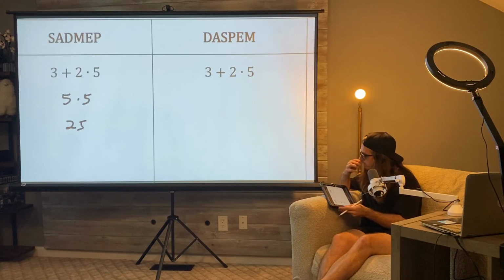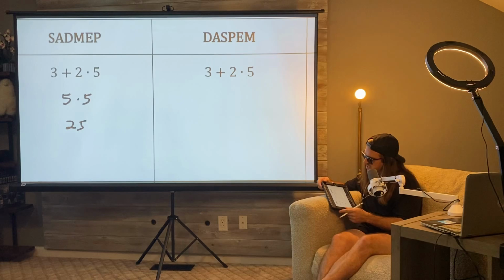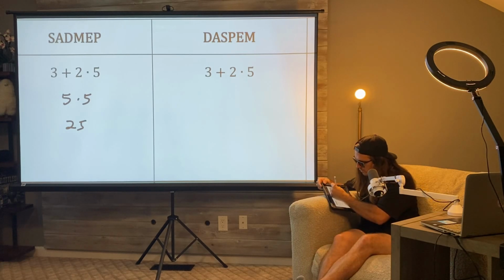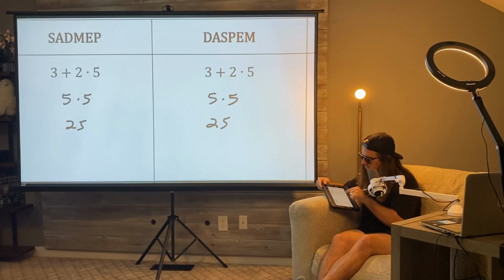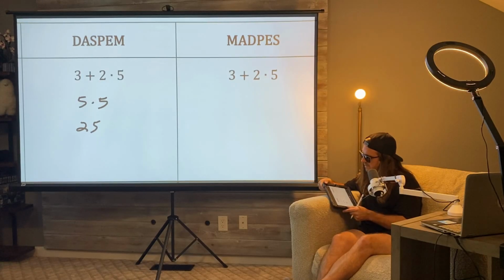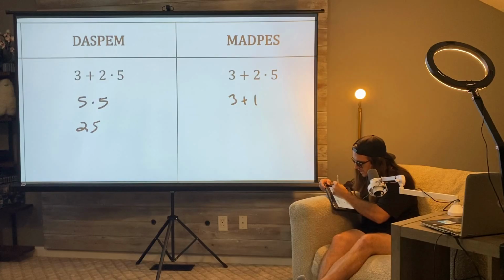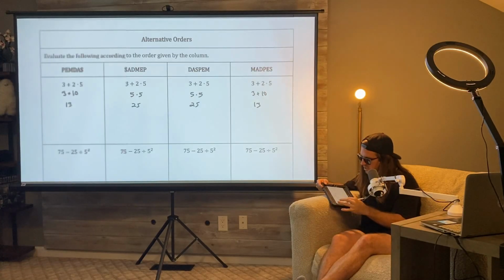What if the order of operations was DASPIM? Well, let's see. This one also puts addition before multiplication, so that would be 5 times 5, which is 25. And MADPIS, which puts multiplication before addition. This would be 3 plus 10, which is 13. So we kind of have 2 of each here.